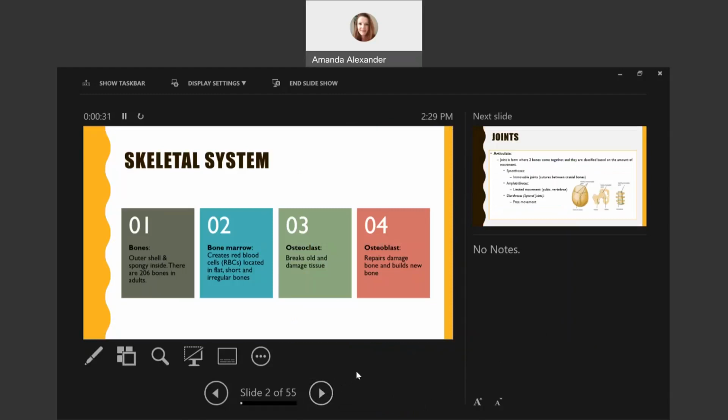issues. The skeletal system is comprised of bones, bone marrow, osteoclasts, and osteoblasts. The bones are our outer shell and spongy inside. There are 206 bones in the typical adult. The bone marrow creates red blood cells located in flat, short, and irregular bones. Osteoclasts break down old, damaged tissue, and osteoblasts repair bone and build new bone.